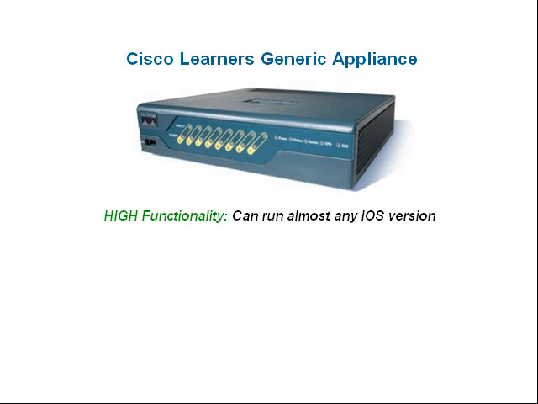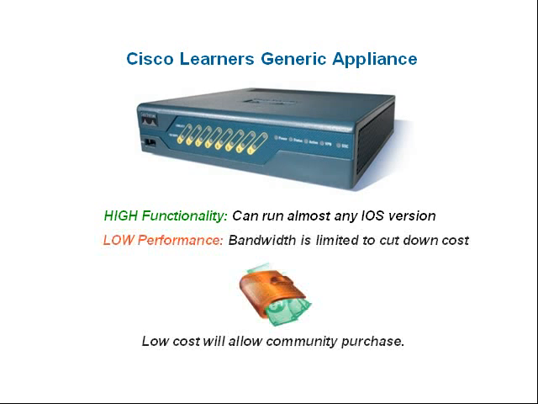High functionality in the sense that a single appliance can run all IOS software versions, or at least most of them. Low performance in the sense that the bandwidth offered by these appliances is very limited. This is to cut down the costs, hence allowing relatively low prices for community purchase. On the other hand, this will ensure that those appliances cannot replace high-end Cisco equipment for the enterprise.